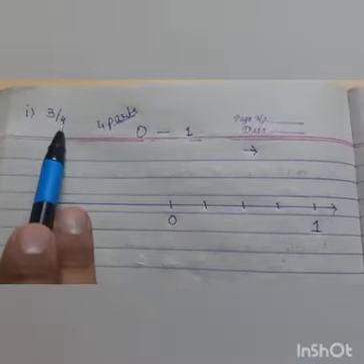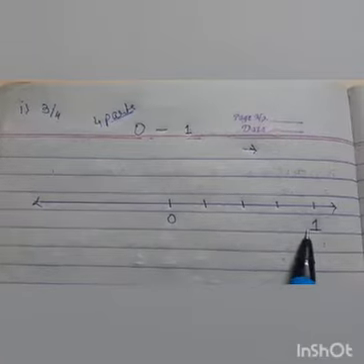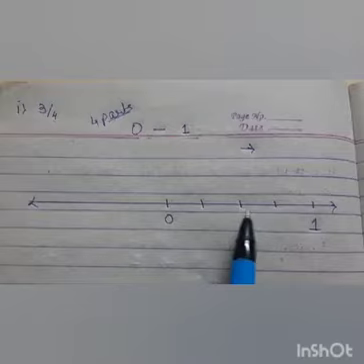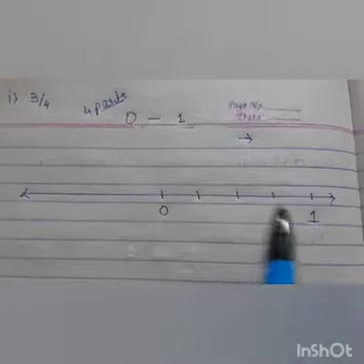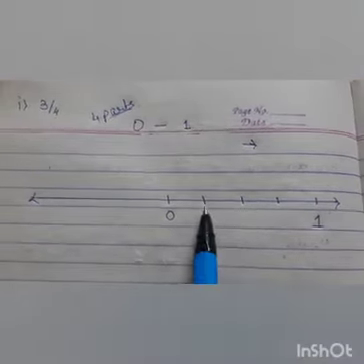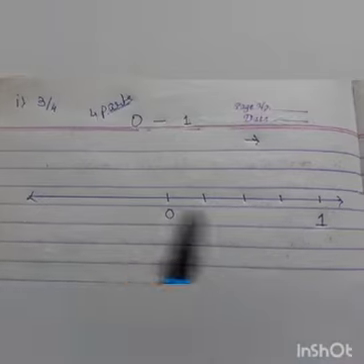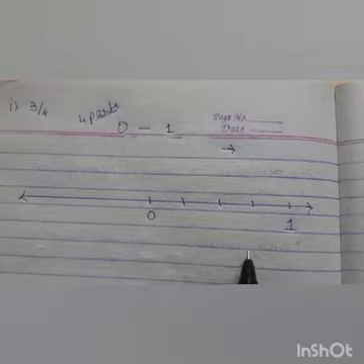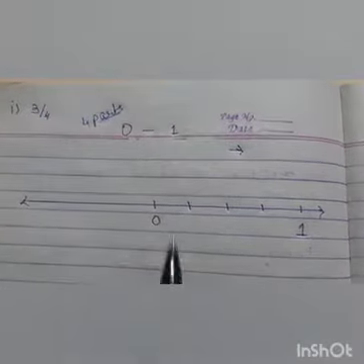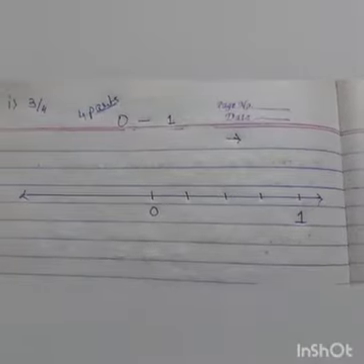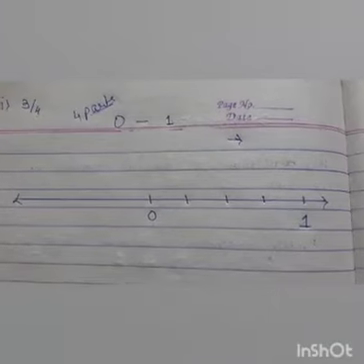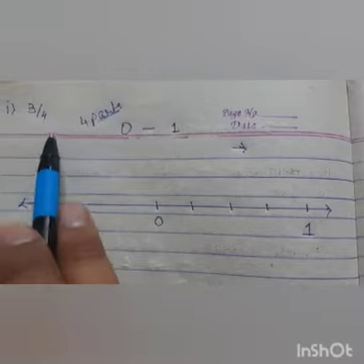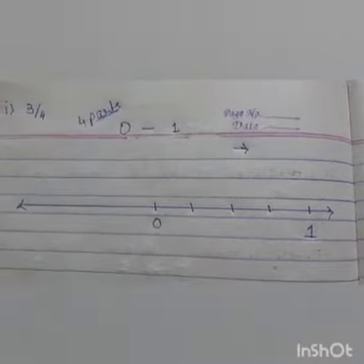Whatever value is written in the denominator, you need to divide it into that number of equal parts. First part, second part, third part and fourth part. Either you can understand it this way, or 1, 2, 3 and 4. We have divided it into 4 parts. Now we need to plot this 3 by 4. But first understand the meaning of this 3 by 4. What does it mean? That out of the total number of parts, which is given as 4, you are taking 3 parts.